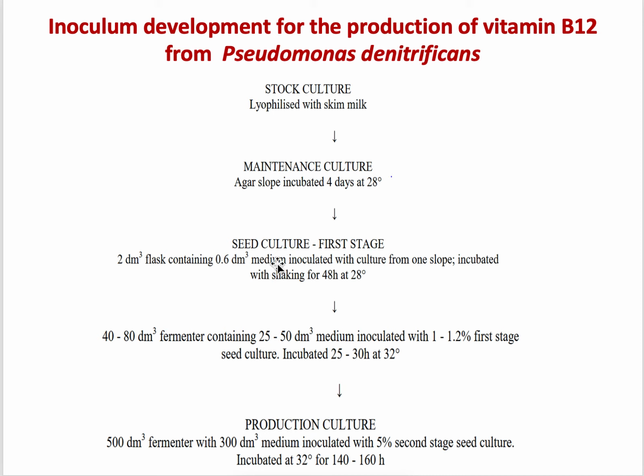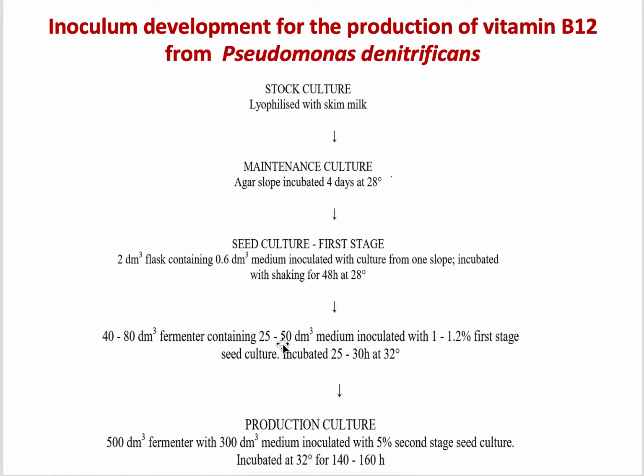So this was the first stage of seed culture, and in the second stage, you need to use a bigger flask, like 40 to 80 dm³. This is too much for a flask, so basically you have to use a fermenter of this volume. In this fermenter you put 25 to 50 dm³ medium, inoculated with 1 to 1.2% first stage seed culture, and then incubate at 32 degrees Celsius for 25 to 30 hours.